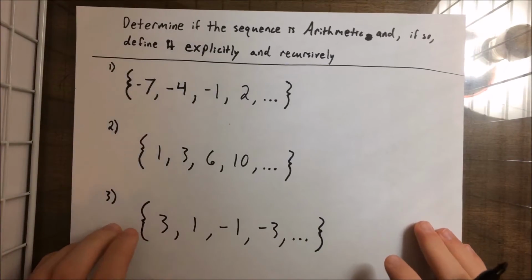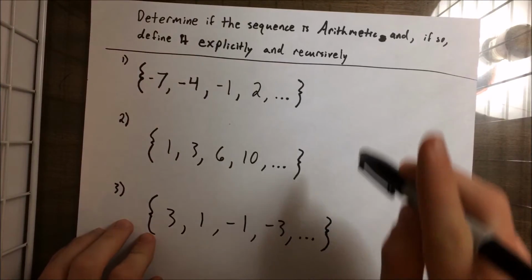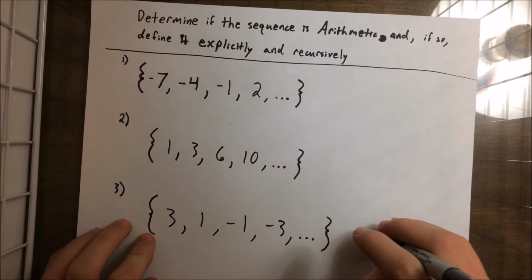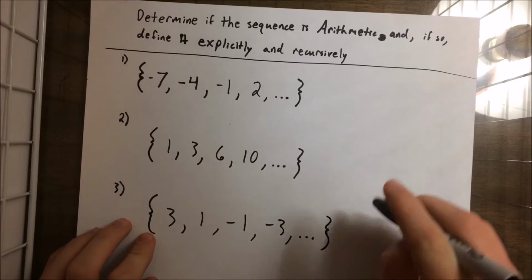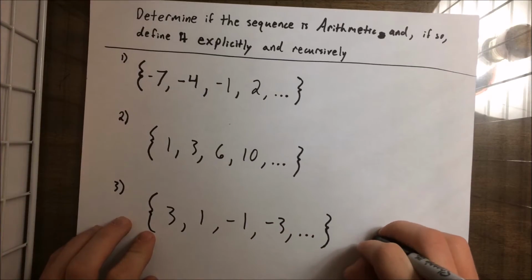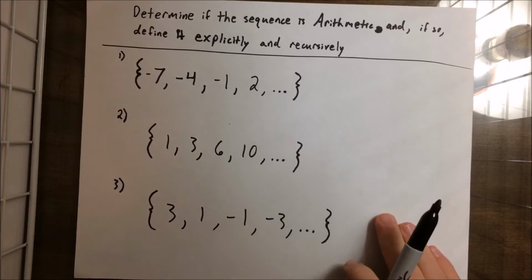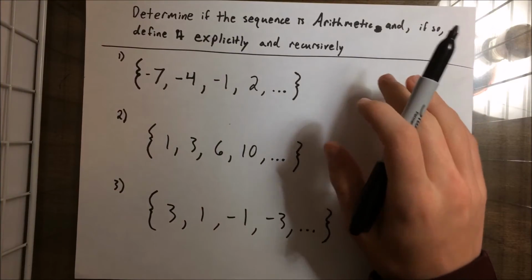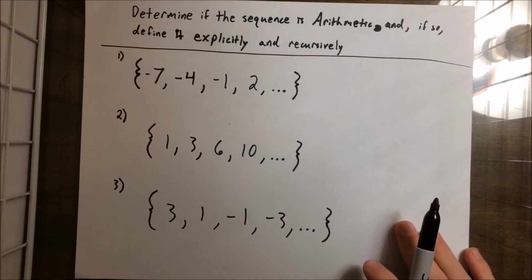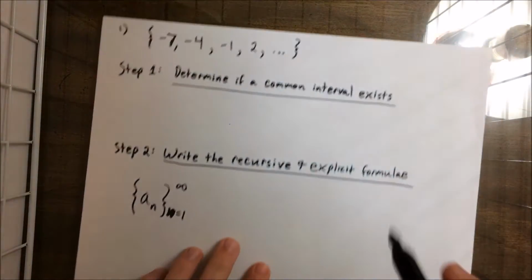So we're going to look at three sequences right here. Each of these three are sequences, but not all three of them are arithmetic. And so we're supposed to define them explicitly and recursively if they are arithmetic. So let's go ahead and start with the first one. Okay, here's the first one.